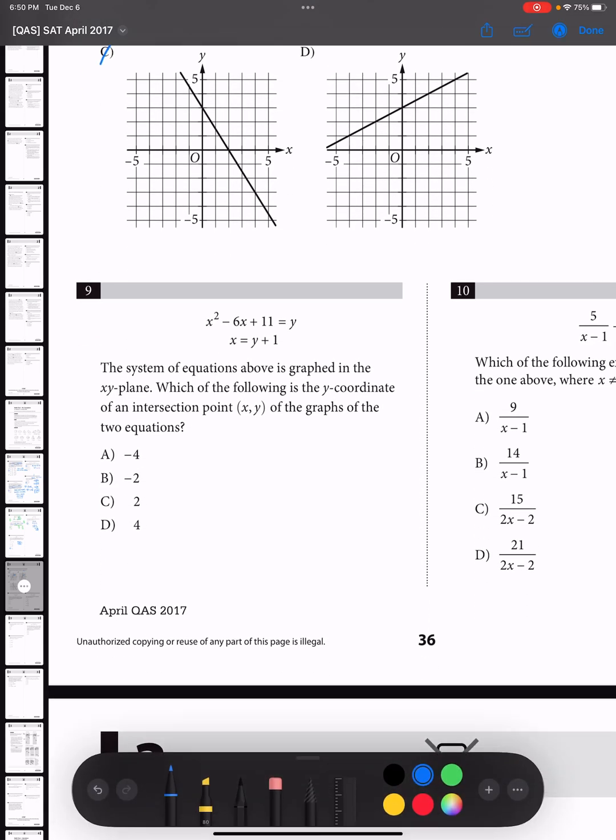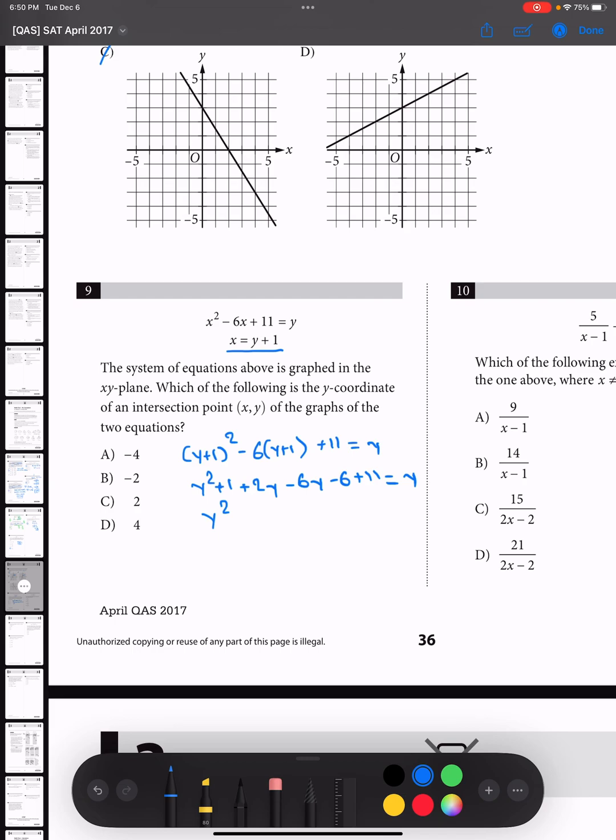Number 9. The system of equations above is graphed in the xy-plane. Which of the following is the y-coordinate of an intersection point of the graphs of the two equations? So what I'm going to do here is I have what x is equal to, so I'm going to substitute it. So (y plus 1) squared minus 6(y plus 1) plus 11 is equal to y. So that means y squared plus 1 plus 2y minus 6y minus 6 plus 11 is equal to y.